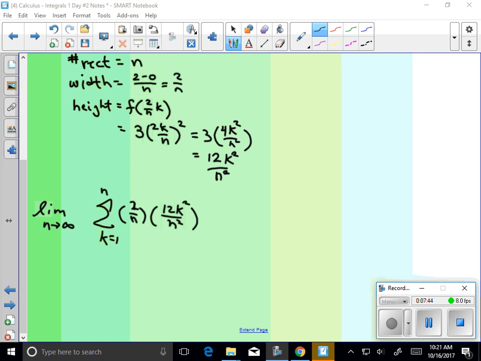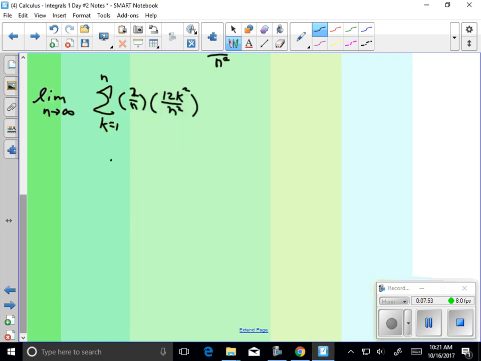But what did he then do? Well, he now knows that you can take the limit as n goes to infinity of a polynomial. So watch what happens. We're going to simplify this.